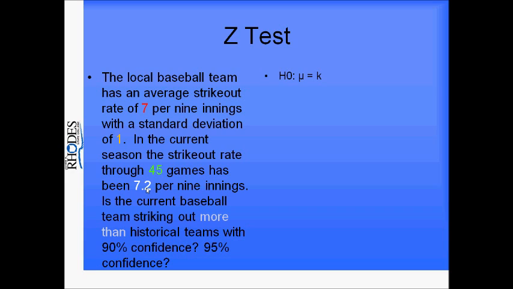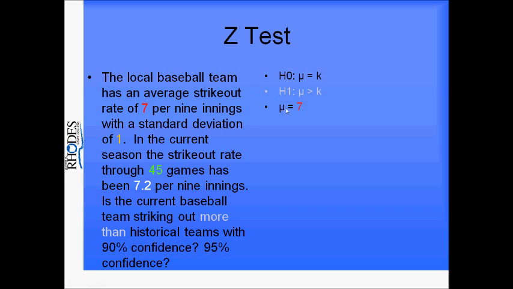Is that significant? So what we're stating is, remember, the null hypothesis, or H sub 0, is always that they're equal. That this 7 is equal to this 7.2. What we're trying to prove is this, 7.2 greater than the 7.